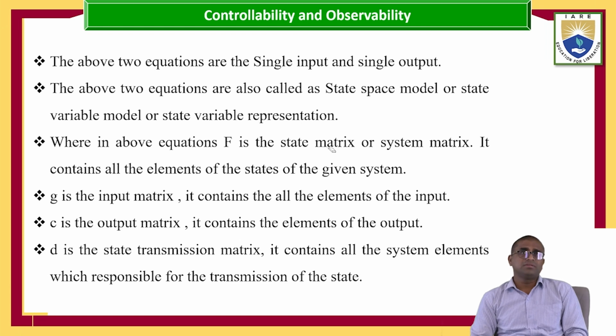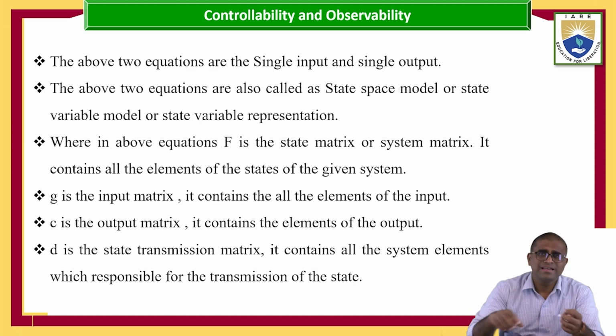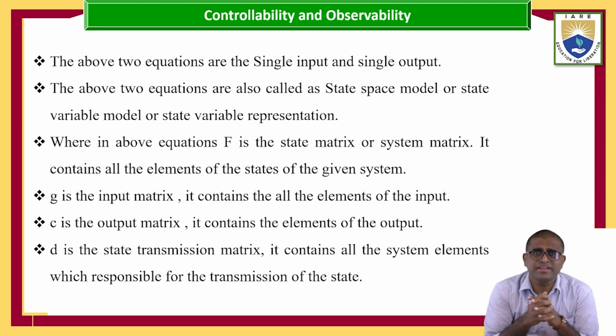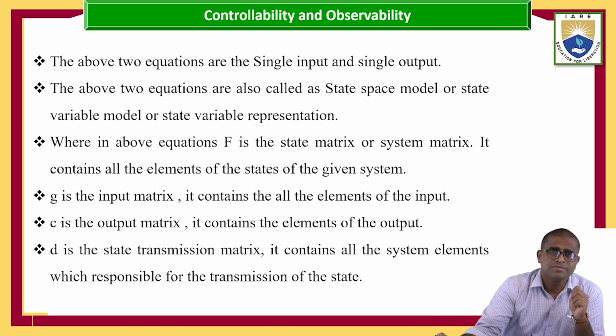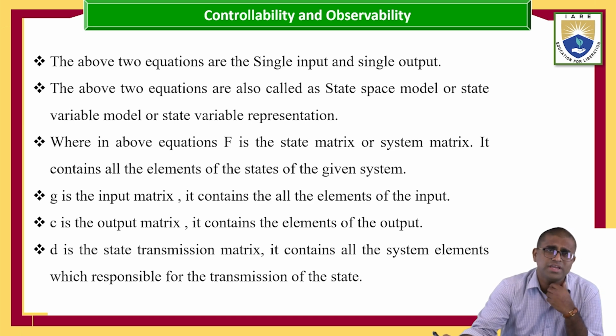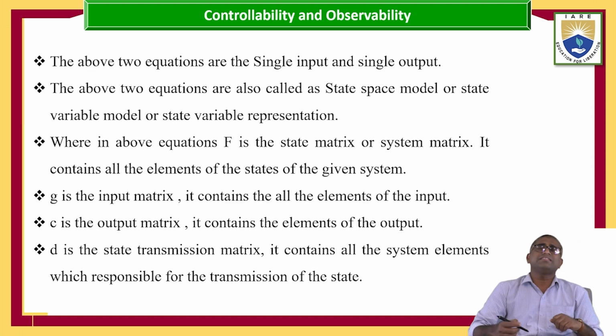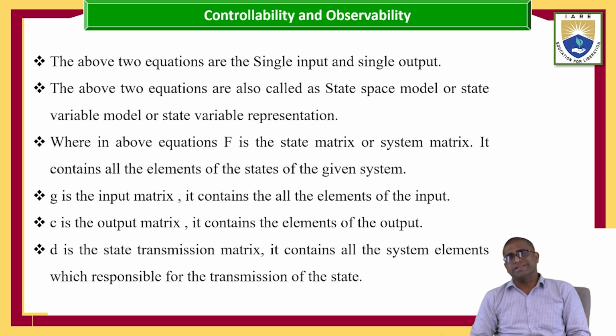In that, F is the state matrix or system matrix. It will contain all the elements of the states for the given system. G is the input matrix, which contains the elements of the input. C is the output matrix, which contains the elements of the output. D is the state transmission matrix, which contains the system elements responsible for the transmission of the state. So these are the variables in the state space equation and output equation.